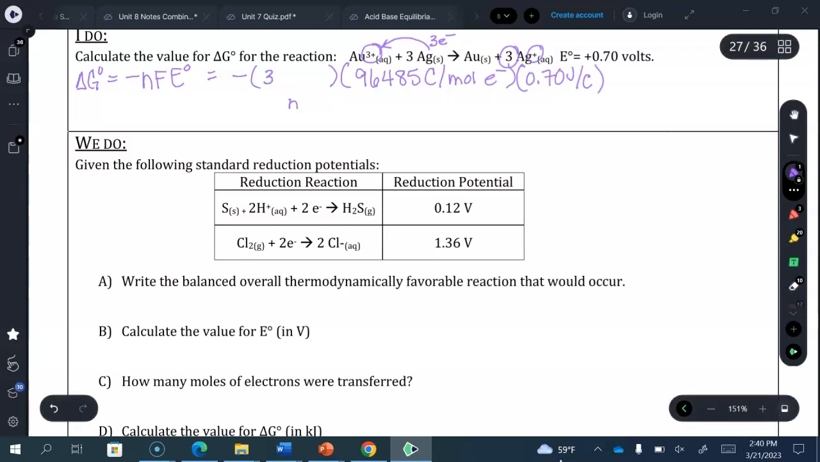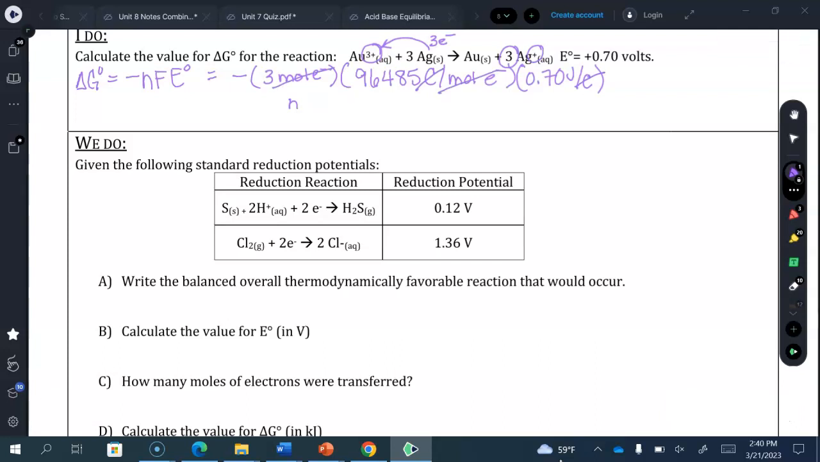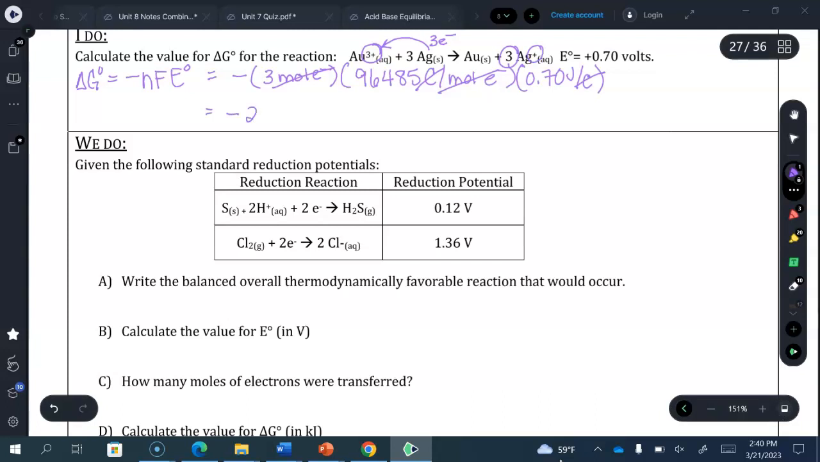So that tells me that in this reaction, I have 3 moles of electrons transferred, or 3 electrons are transferred for every reaction. So I'm going to write 3 moles of electrons. Now I can check my units, and I see coulombs cancel and the moles of electrons cancel because per mole is a denominator. So now I can multiply all these numbers together, and I get negative 202,618.5 joules.